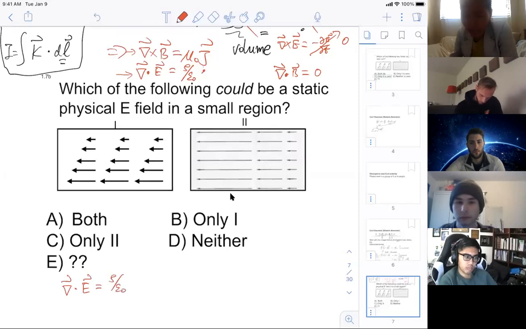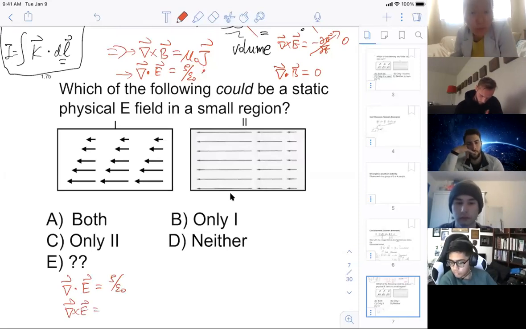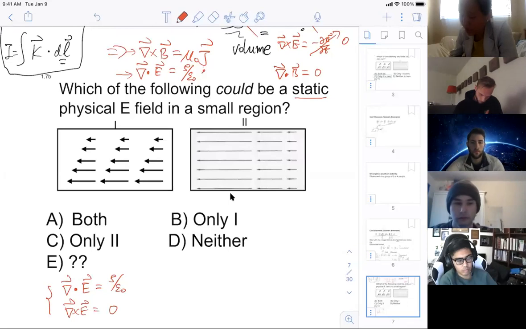yes, we need some static charges to produce the field. And at the same time, the curl of E has to be what? 0. Has to be 0, yes. So these are our constraints for something to be a static physical E field in a small region. So for 1, would you think there is a non-zero curl, or yes or no?